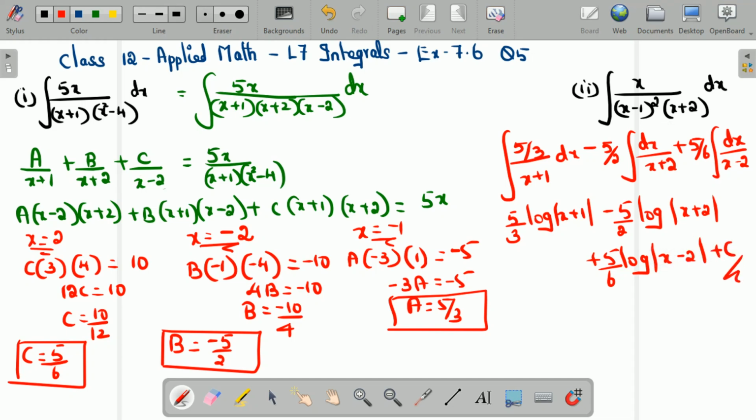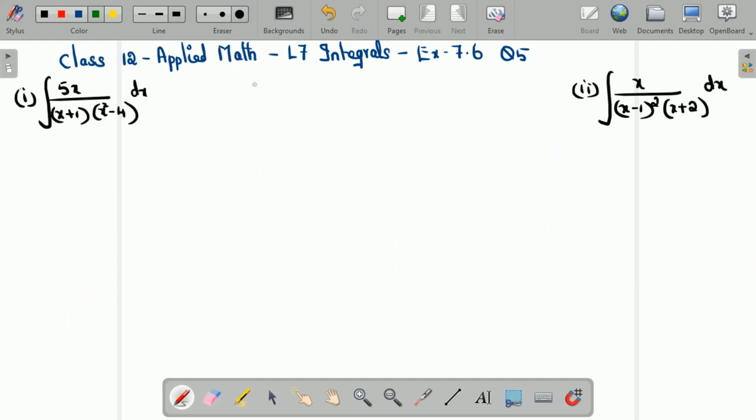Now let's take up the second subdivision in this question. So now we are going to break this into partial fractions. A divided by (x - 1) plus B divided by (x - 1) the whole square plus C divided by (x + 2) is equal to x divided by (x - 1) the whole squared into (x + 2). So on the left side, let's take the LCM.